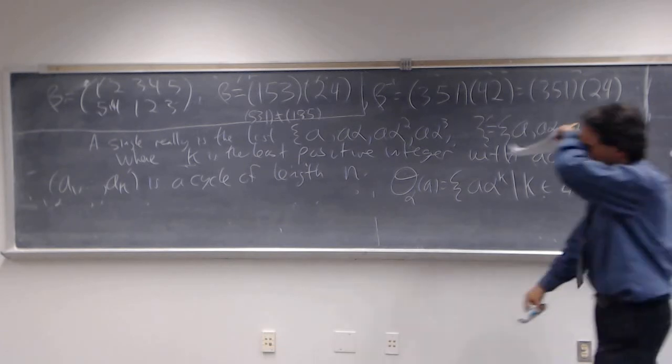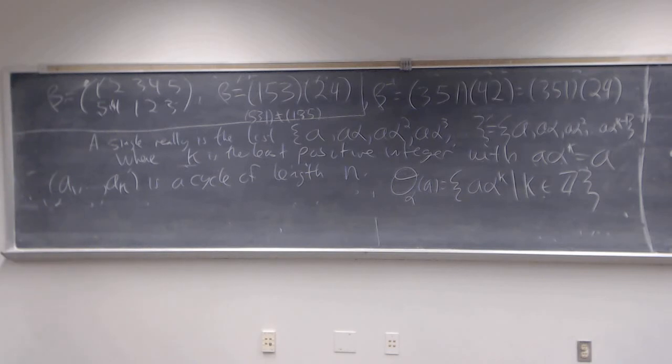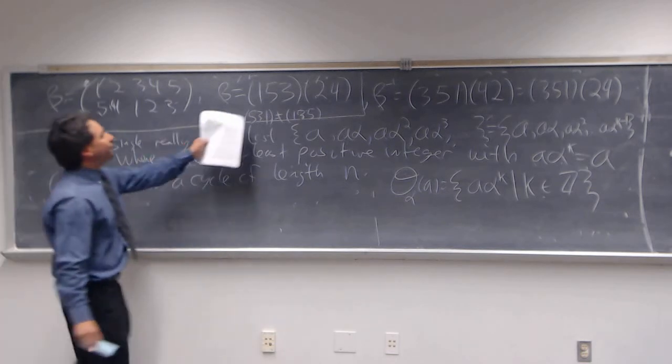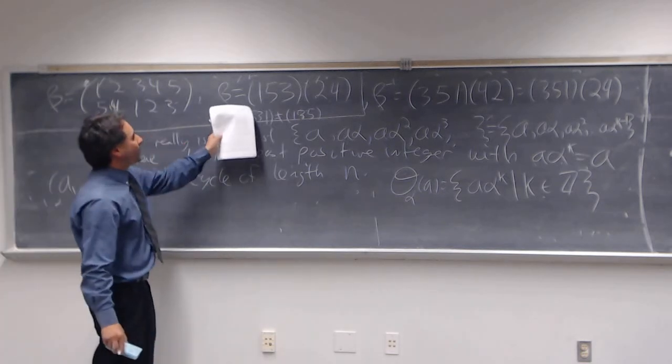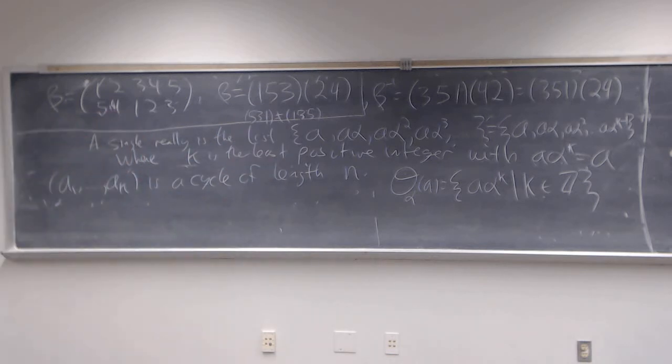So you may ask, doesn't matter the order? Can I write it as 2, 4, and then put this cycle? This is the order of the disjoint cycles. And it turns out it doesn't matter because disjoint cycles commute.